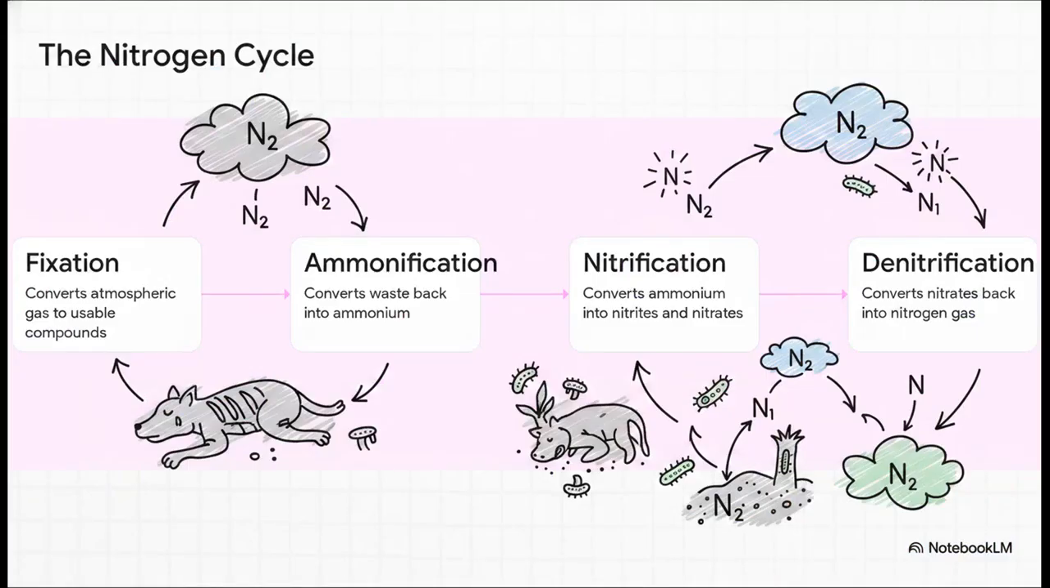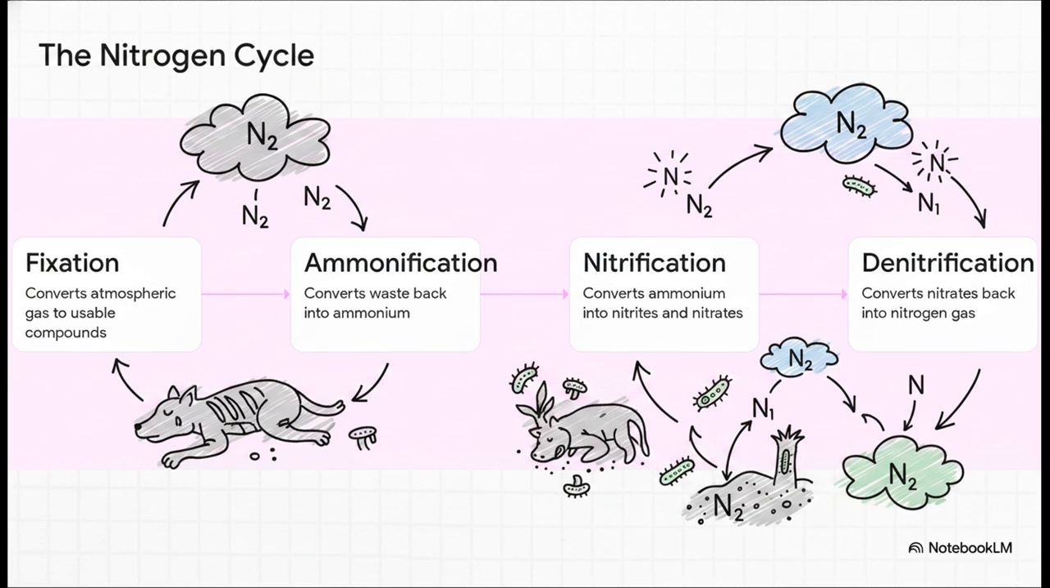So to actually get that nitrogen into the living world, we have to rely on a step-by-step biological process. And this is powered almost entirely by microscopic bacteria. The first crucial step is nitrogen fixation. This is where specialized bacteria grab that stubborn atmospheric gas and convert it into usable organic compounds.